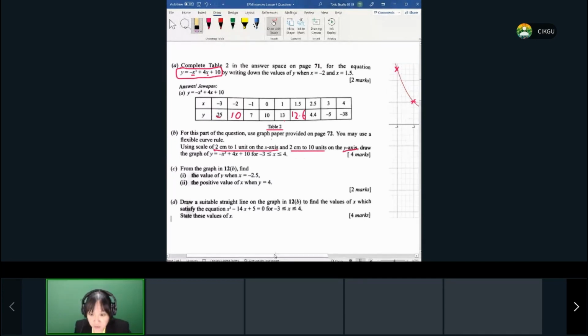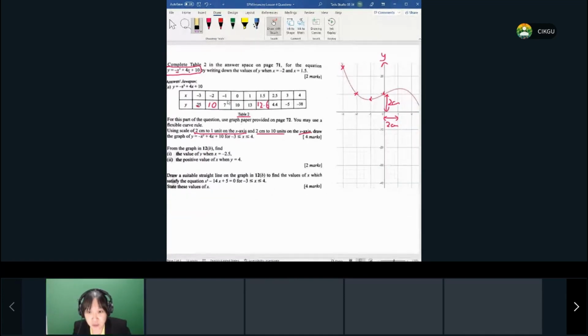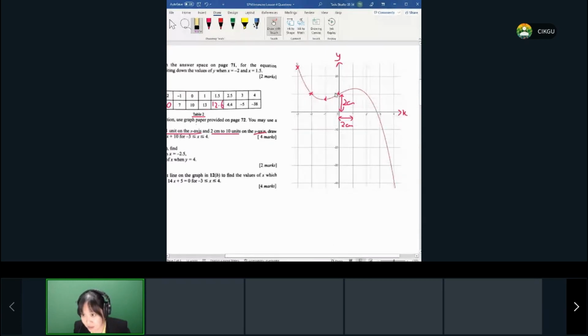Okay. So after you mark, you should have 1, 2, 3, 4, 5, 6, 7, 8, 9 points in the graph. Then only you use your flexible ruler or freehand. I personally am a freehand guy. I don't like to use the flexible ruler, but anyway, however you use it doesn't matter. Make sure it's smooth, make sure it's smooth. Okay, done.